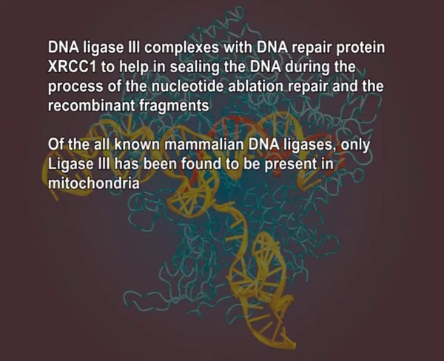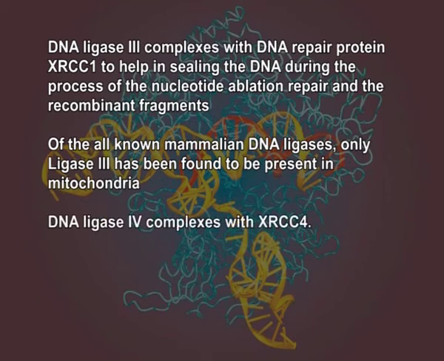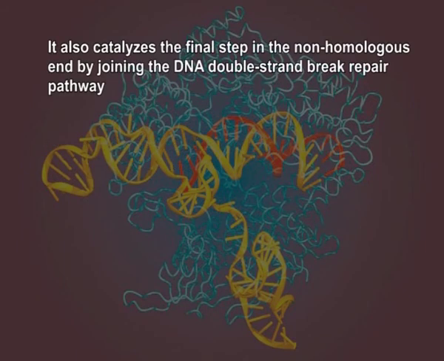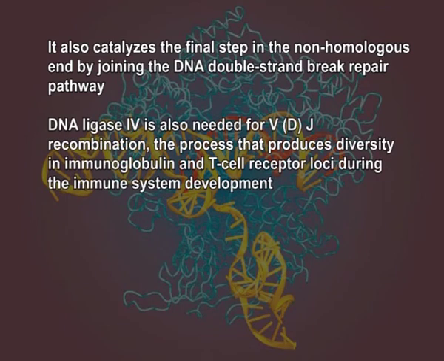Of all the known mammalian DNA ligases, only ligase 3 has been found to be present in mitochondria. DNA ligase 4 complexes with XRCC4. It also catalyzes the final step in the non-homologous end joining DNA double strand break repair pathway. DNA ligase 4 is also needed for V(D)J recombination, the process that produces diversity in immunoglobulin and T cell receptor loci during immune system development.